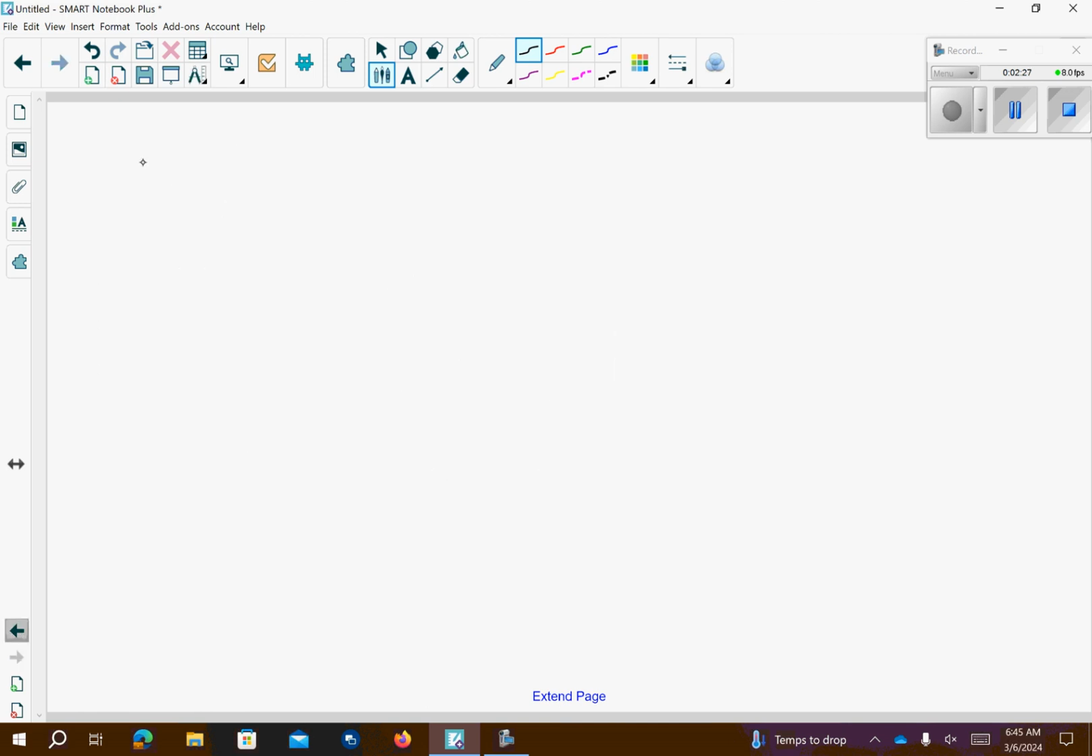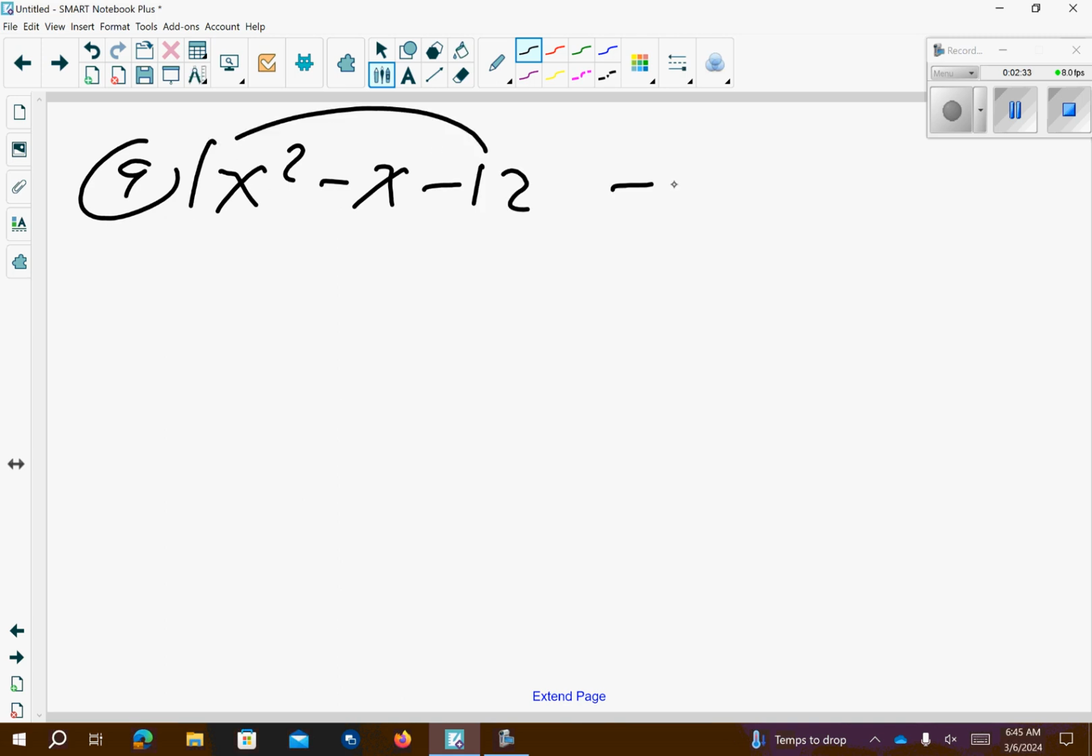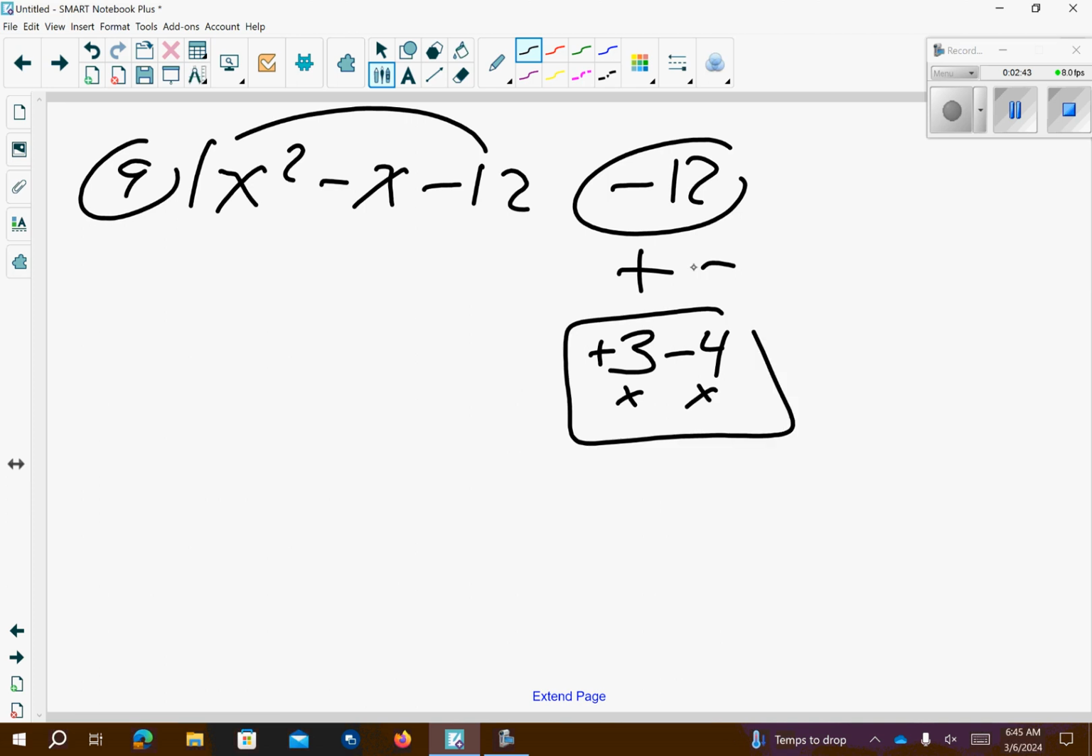Number 9, doing it the same way. Put 1 out front, and that's negative 12. I know I have a positive and negative. Factors of 12 that add up to negative 1. That's going to be positive, that's going to be negative. Don't forget the x's. Plug that in the middle.